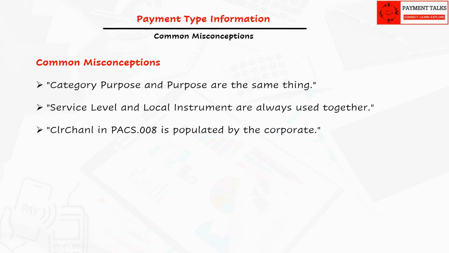The corporate has indirect influence via service level and instruction priority, but the clearing channel decision is always with the debtor agent bank. Next, instruction priority equal to high guarantees same day settlement. It does not. Instruction priority is a processing signal, not a settlement guarantee. Same day settlement requires the combination of high priority, SDVA service level, compliance with cutoff times and the appropriate clearing channel. Miss any of this and the same day commitment may not be met.